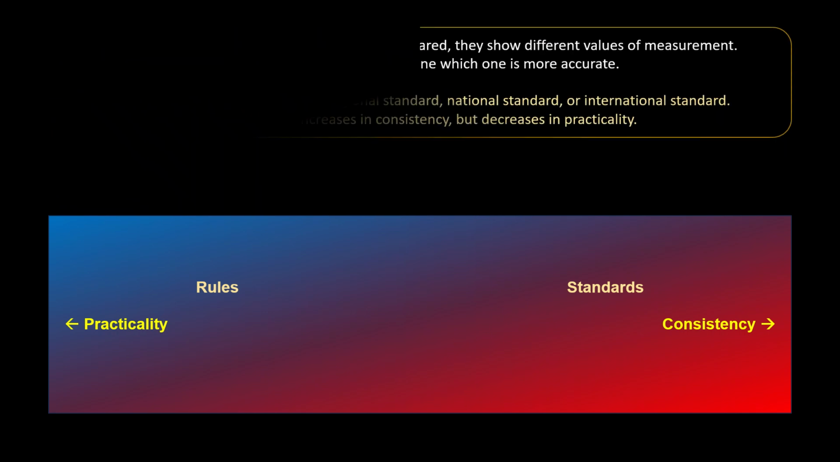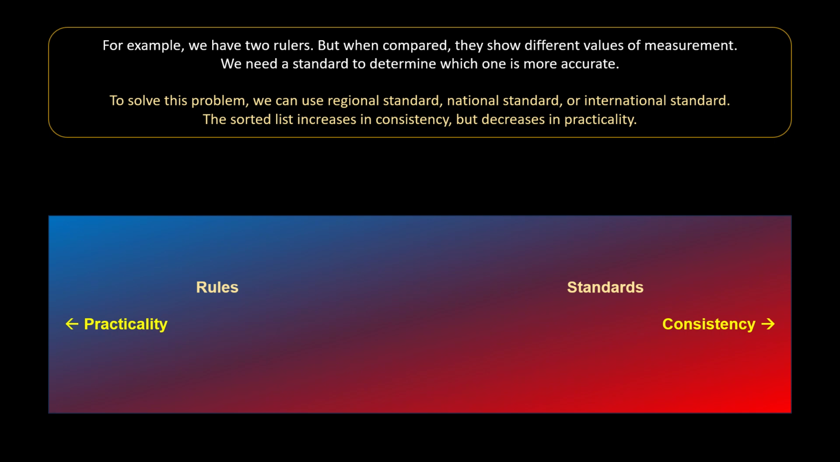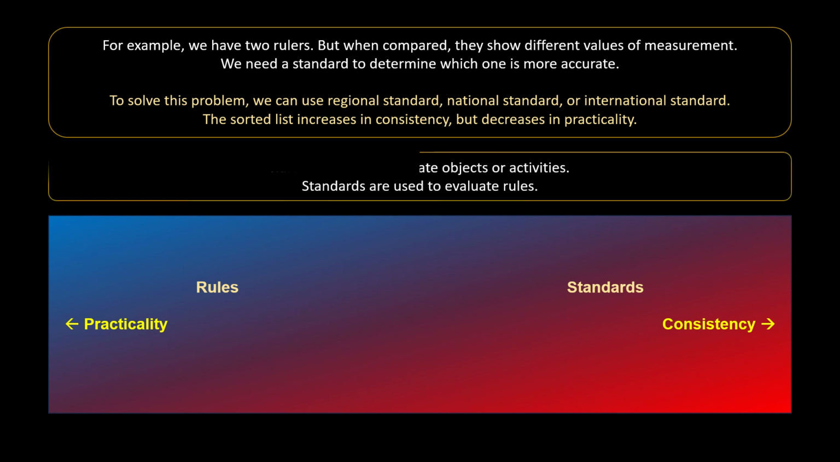For example, we have two rulers, but when compared, they show different values of measurement. We need a standard to determine which one is more accurate. To solve this problem, we can use regional standard, national standard, or international standard. The sorted list increases in consistency, but decreases in practicality. Rules are used to evaluate objects or activities. Standards are used to evaluate rules.